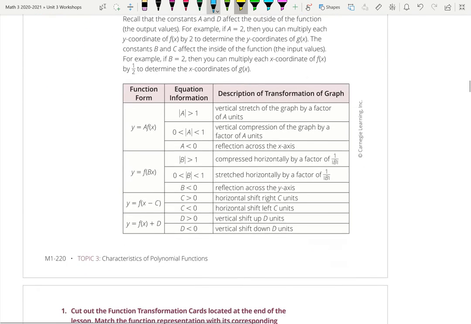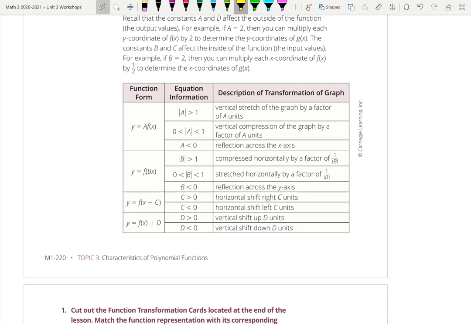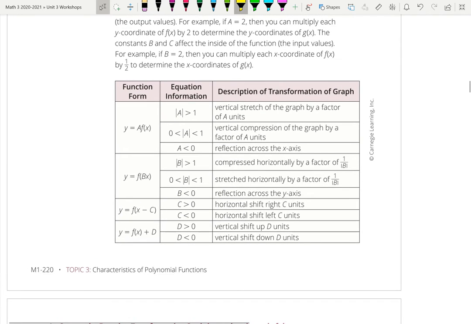Okay, let's look at this table. This is essentially what's going on. Now, what you understand before is that f of x is the function. You have to remember, like, this is what we're talking about. So what it's saying is it takes the output, the answer of your function, and you're going to multiply it by something. So here, a is like the number.